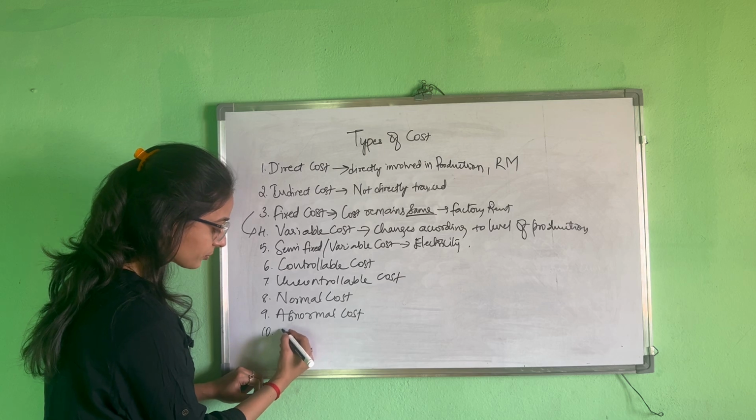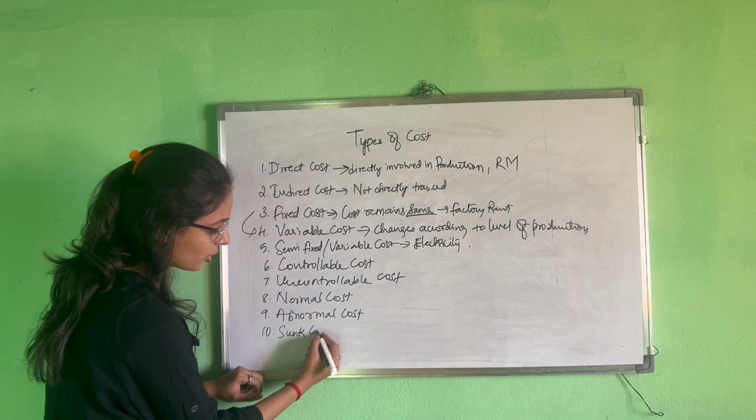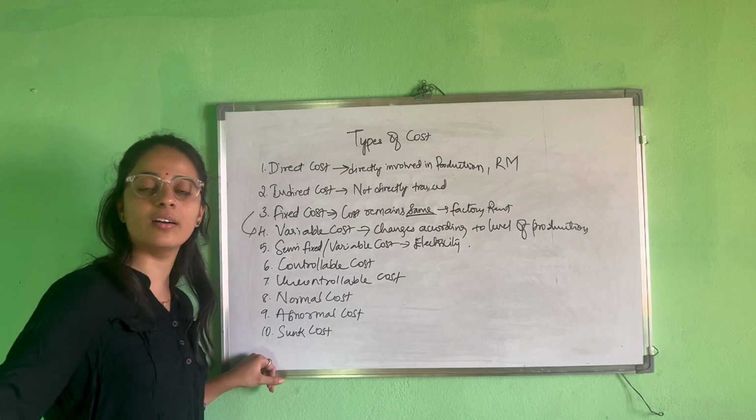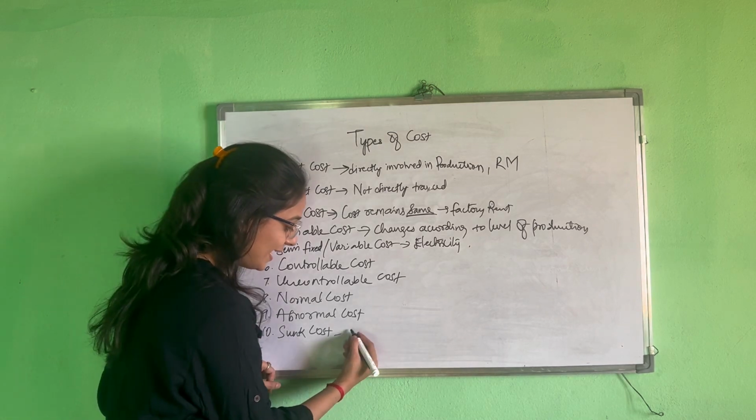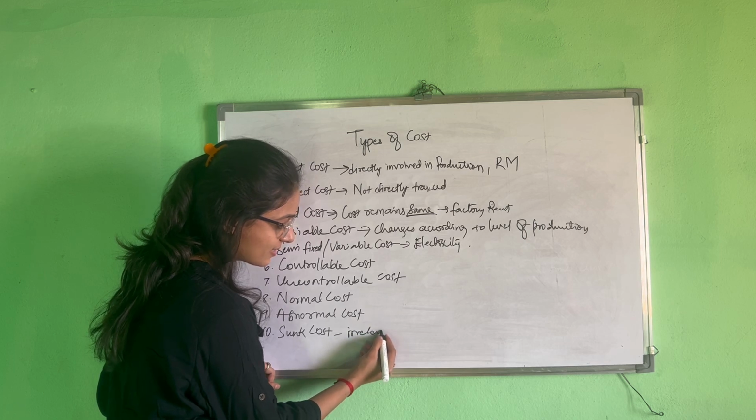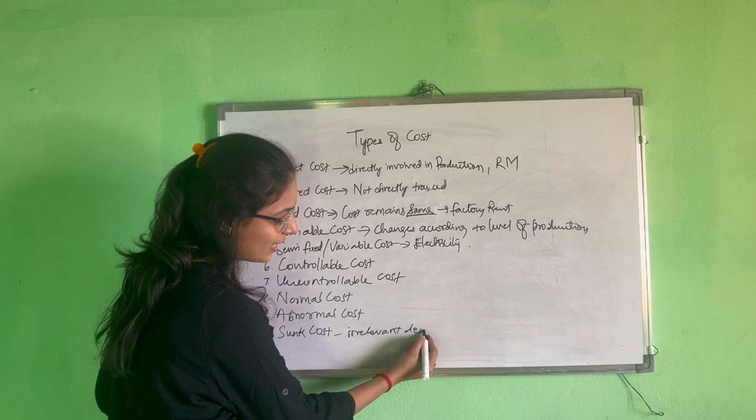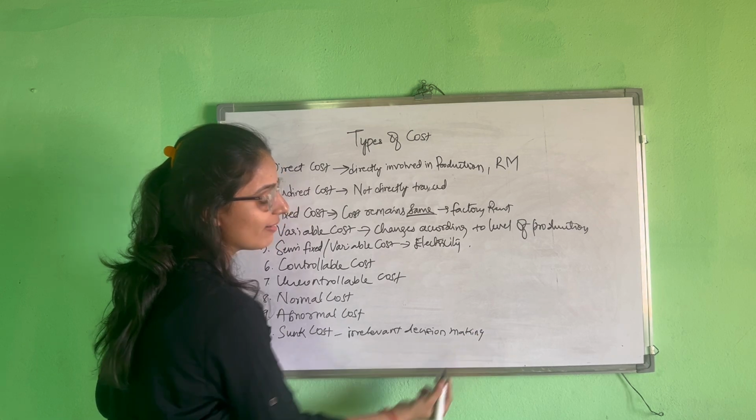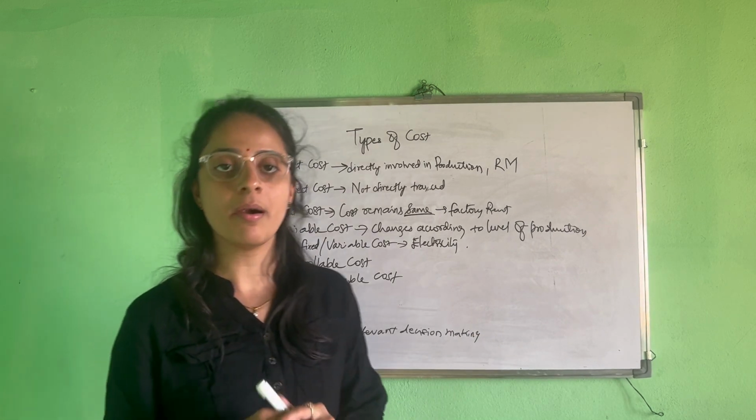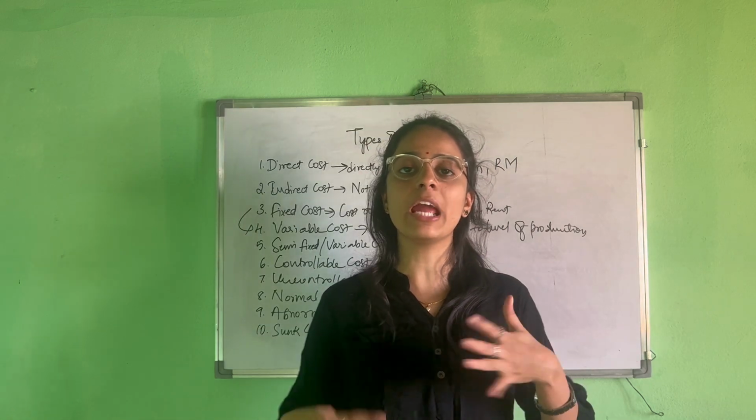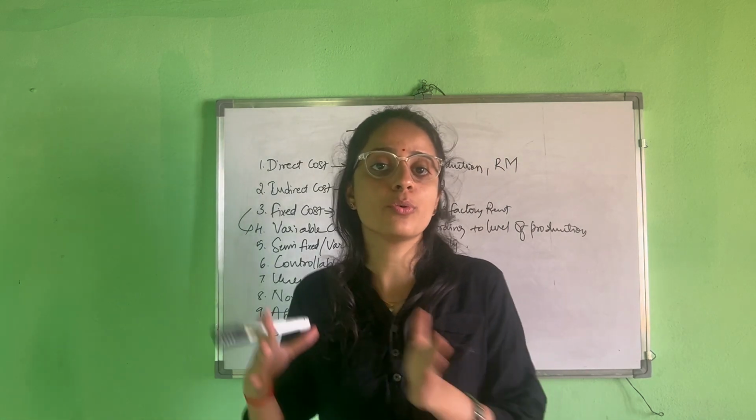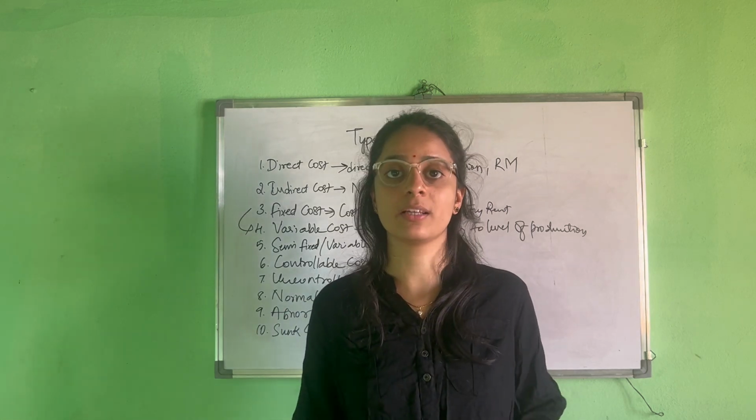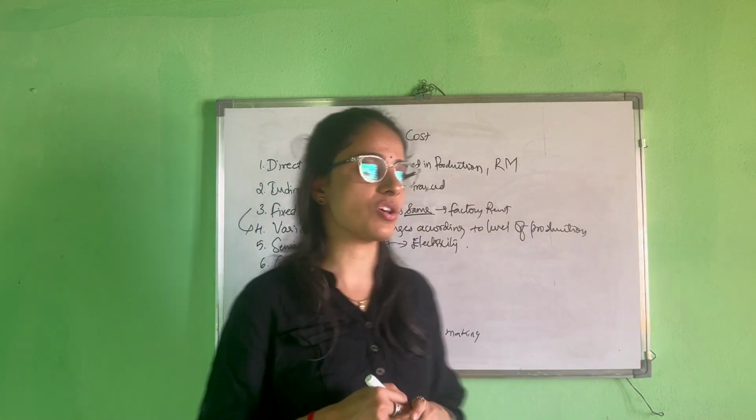Next comes sunk cost. Sunk costs are costs that have been incurred but are very irrelevant in decision making. You can't help. It's already incurred, but now they are irrelevant. For example, money spent on a very old machine. Is it usable in decision making now? No, but you have already spent the money on it. That is nothing but sunk cost.